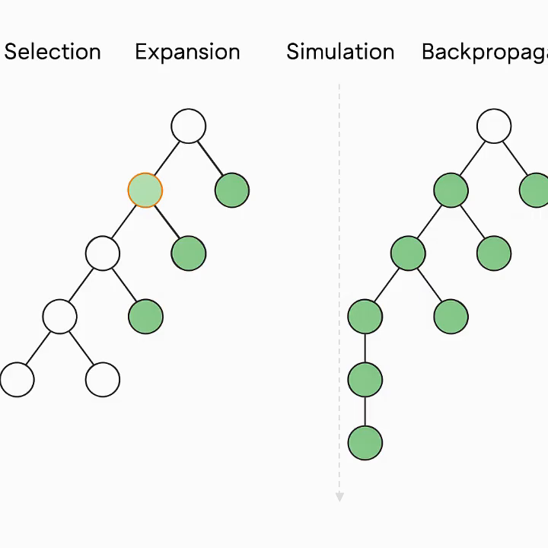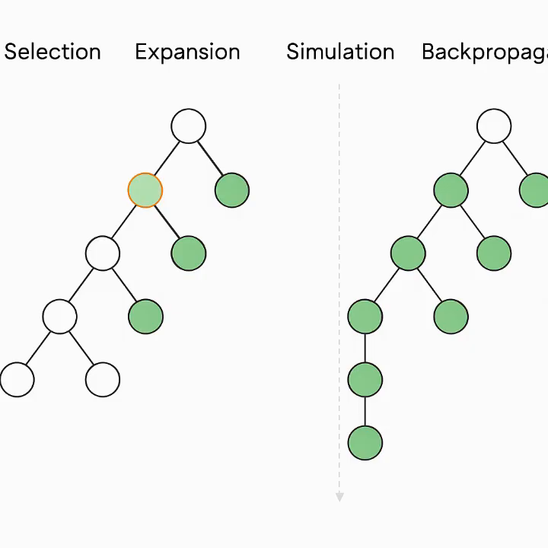Then what? Step 2, expansion. Once it hits a leaf node that hasn't been fully explored, it adds a new child node representing a possible next move. Just grows the tree slightly. Got it. Third is simulation. From that new node, it runs a random simulation, often called a playout or rollout, all the way to the end of the game. This is usually fast and not very sophisticated, just random moves. Just see what happens randomly. Exactly. And the final step, 4, is backpropagation.